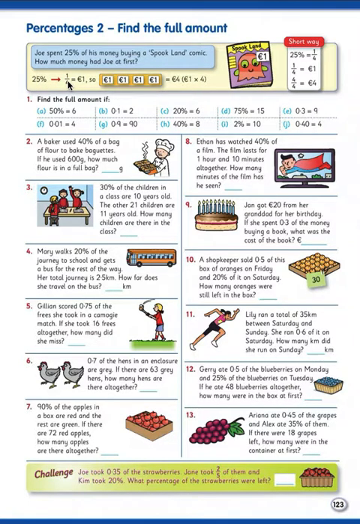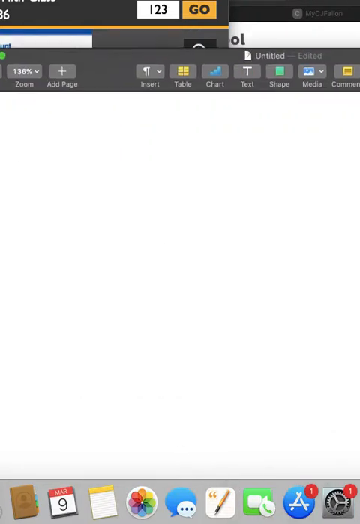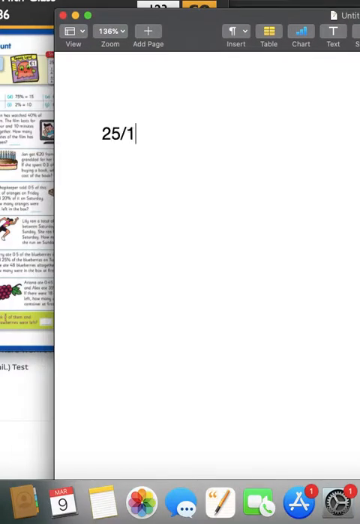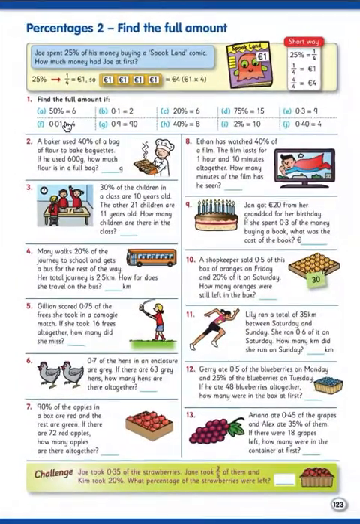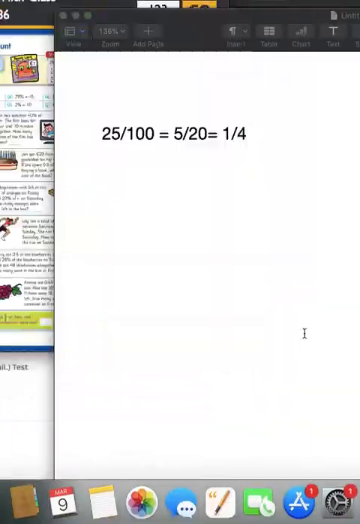25% is a quarter. If you didn't know that, you can just pop 25 over 100 and start simplifying. So 5 into 25 goes 5 times, 5 into 100 goes 20 times, 5 into 5 goes once, 5 into 20 goes 4 times. It simplifies to a quarter. And we know that that's exactly what he spent on the comic, a quarter of his money, and so that must be exactly equal to €1. So then, if 1/4 is €1, we know our quarters.